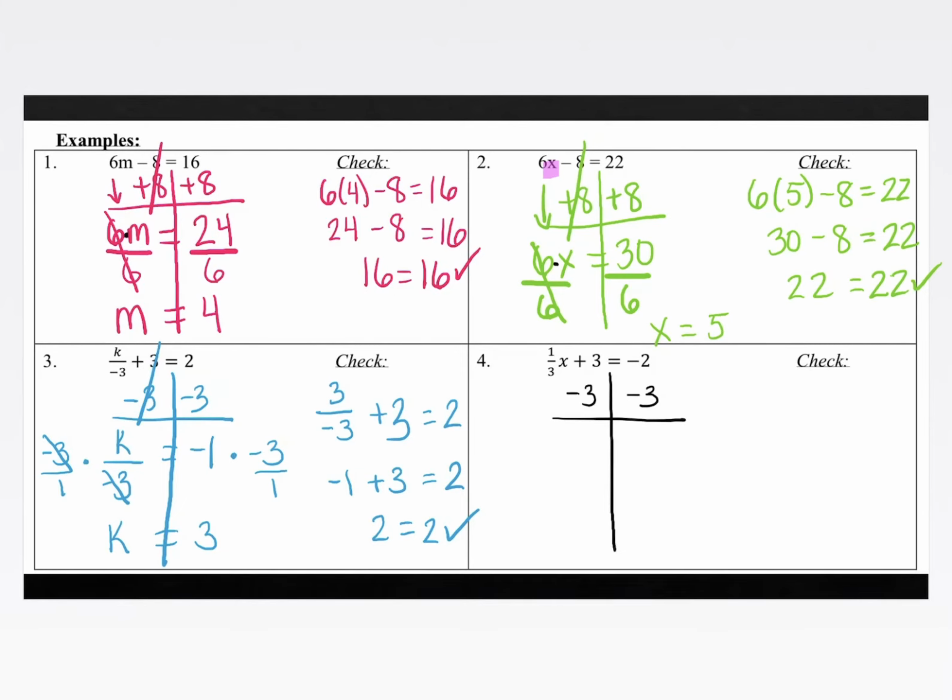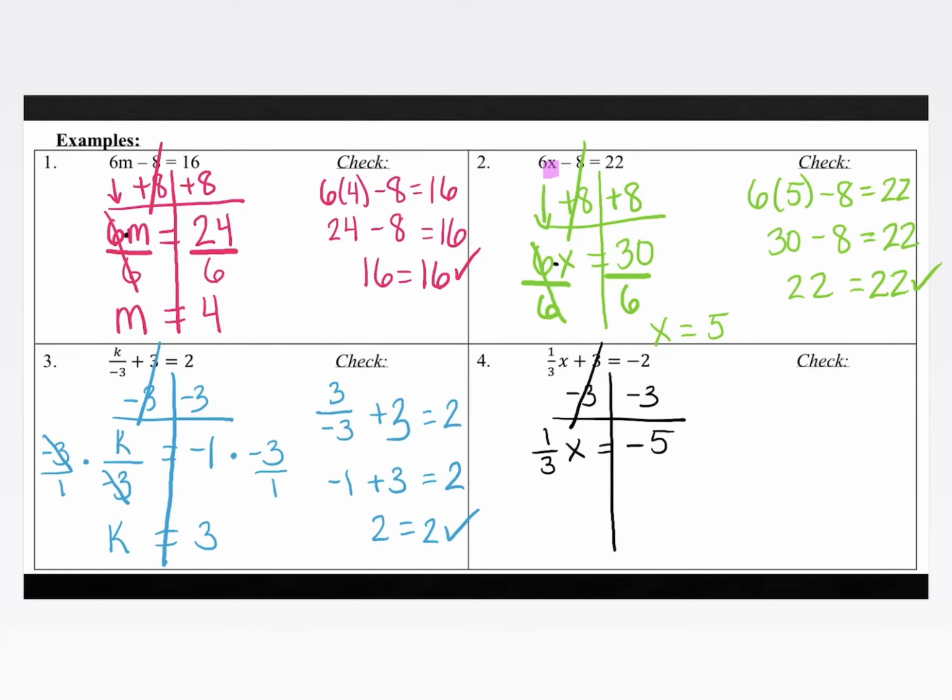3 minus 3 adds to 0. Negative 2 minus 3. So again, we have two signs. When we see two of the same signs, we're going to add these numbers and carry down that sign. So negative 2, and we're going backwards to the left on the number line. 3 spaces gets us to negative 5. On the left-hand side, we have 1/3 x equals negative 5.